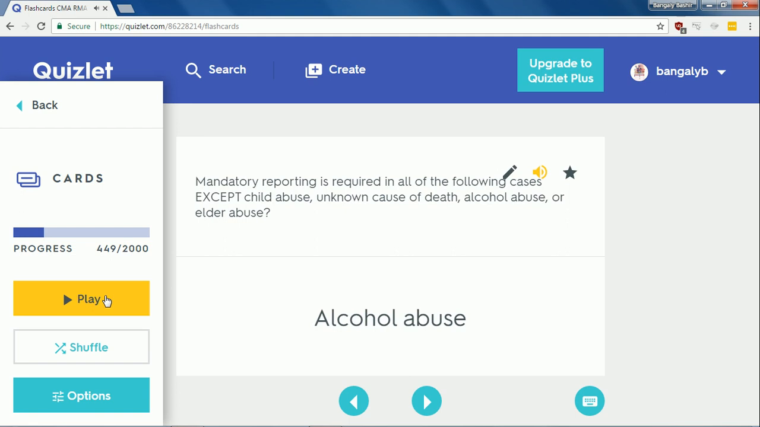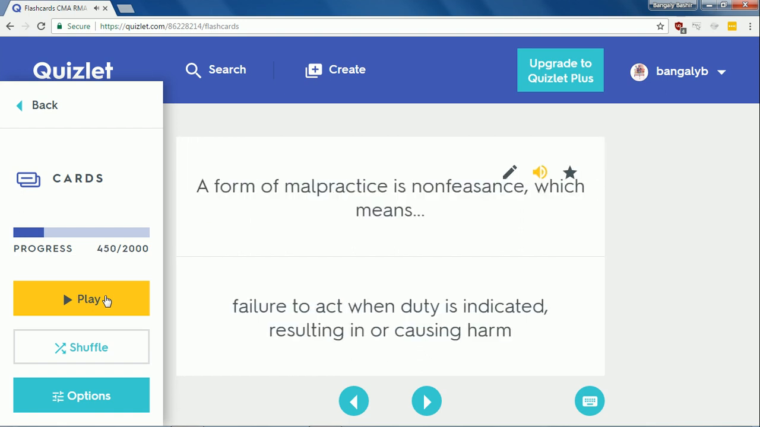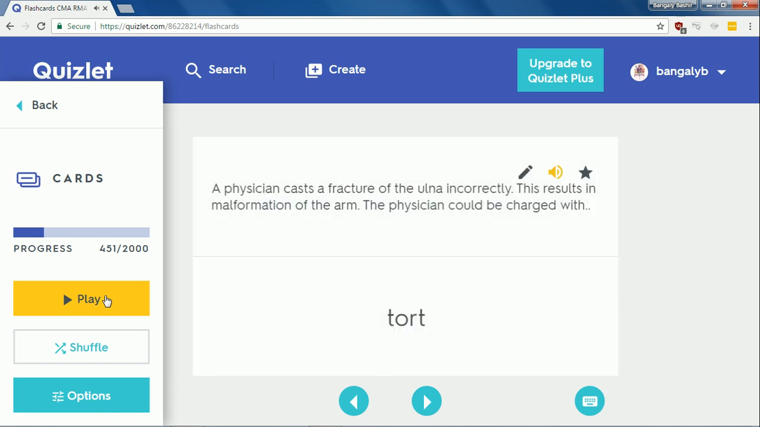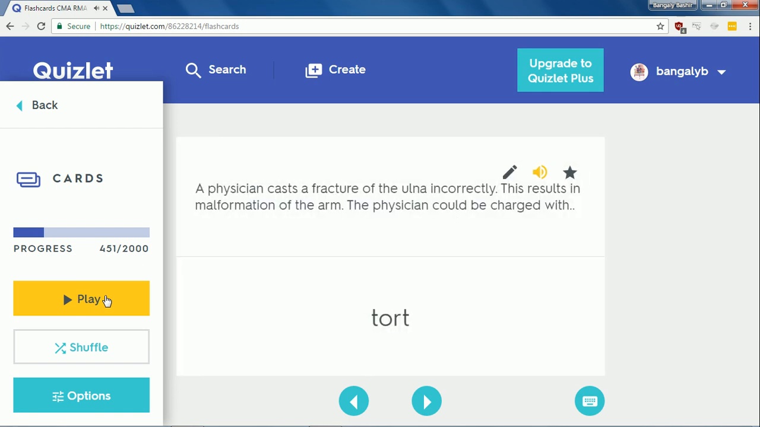Mandatory reporting is required in all of the following cases except child abuse, unknown cause of death, alcohol abuse, or elder abuse. Alcohol abuse. A form of malpractice is nonfeasance, which means failure to act when duty is indicated, resulting in or causing harm. A physician casts a fracture of the ulna incorrectly. This results in malformation of the arm. The physician could be charged with tort.